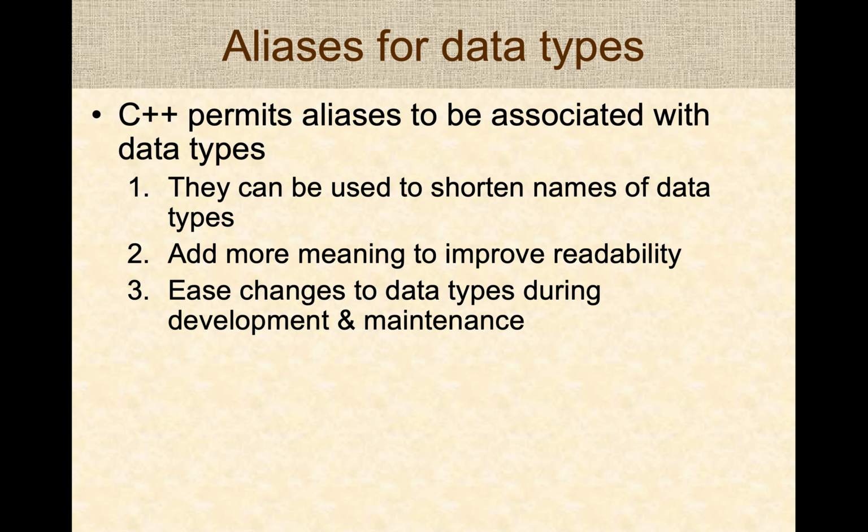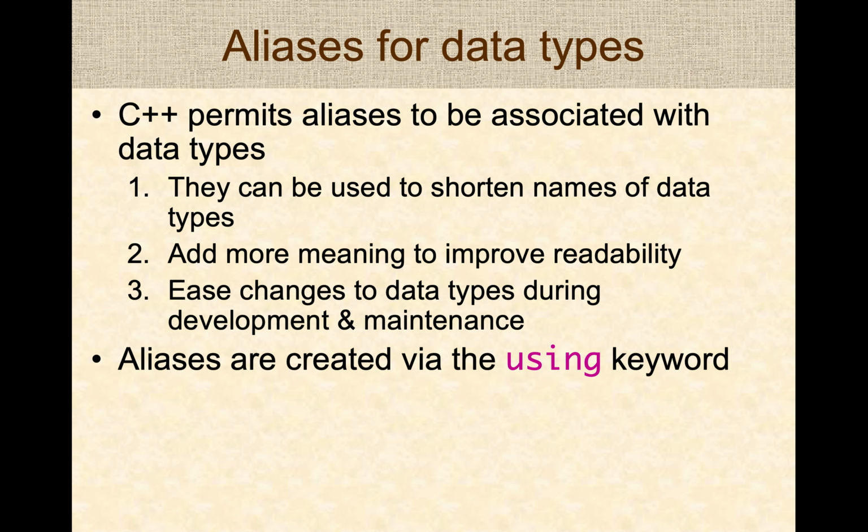It eases changes to data types during development and maintenance so you're not locked into one type of data, and if you make small modifications, you don't have to change large parts of the program. Aliases in C++ are created via the using keyword.